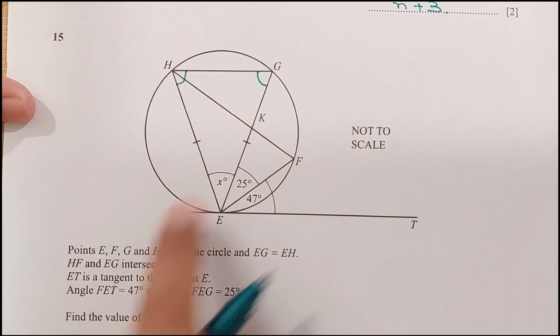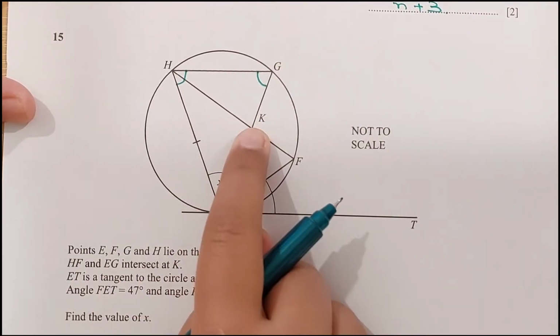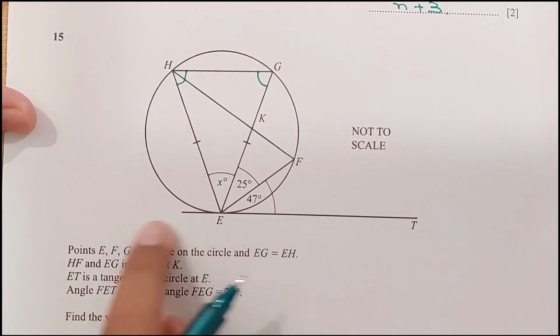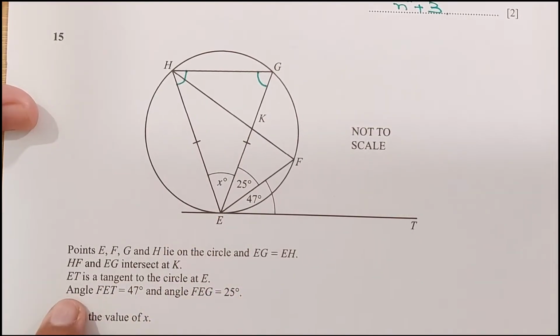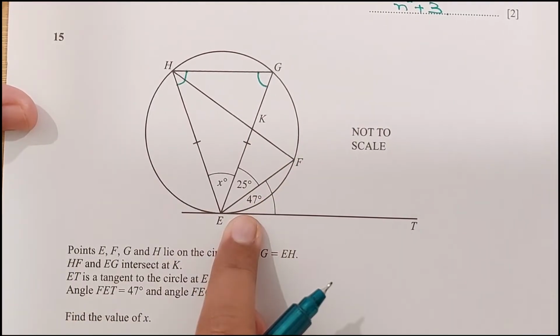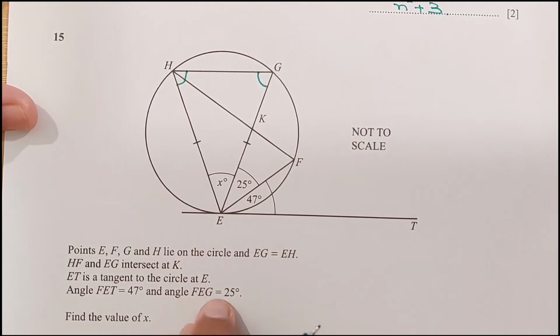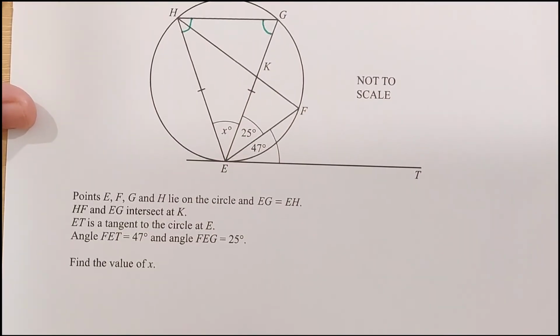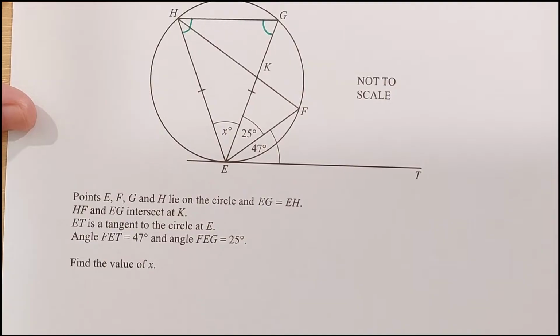HF and EG intersect at K, right? ET is tangent to the circle at E. The angle FET is 47 degrees, and the angle FEG is 25 degrees. Find the value of x. Okay, so here we have to use the alternate segment theorem.